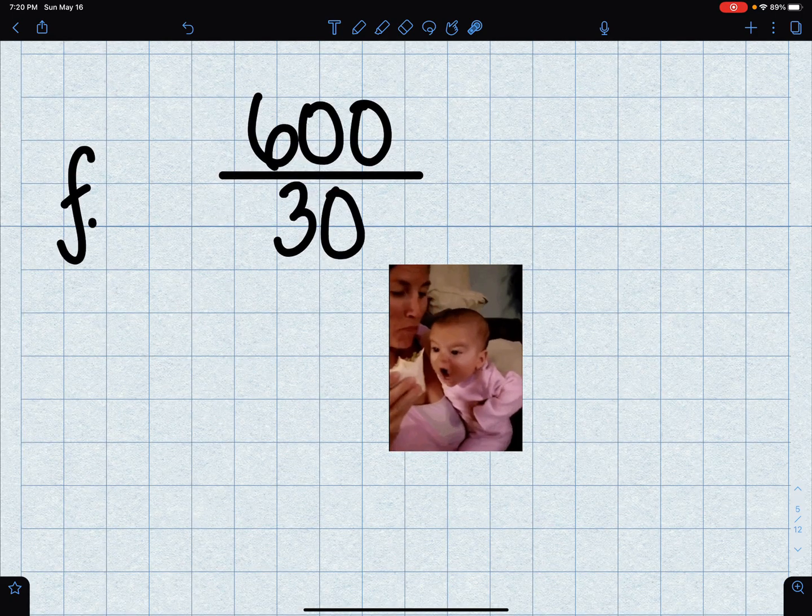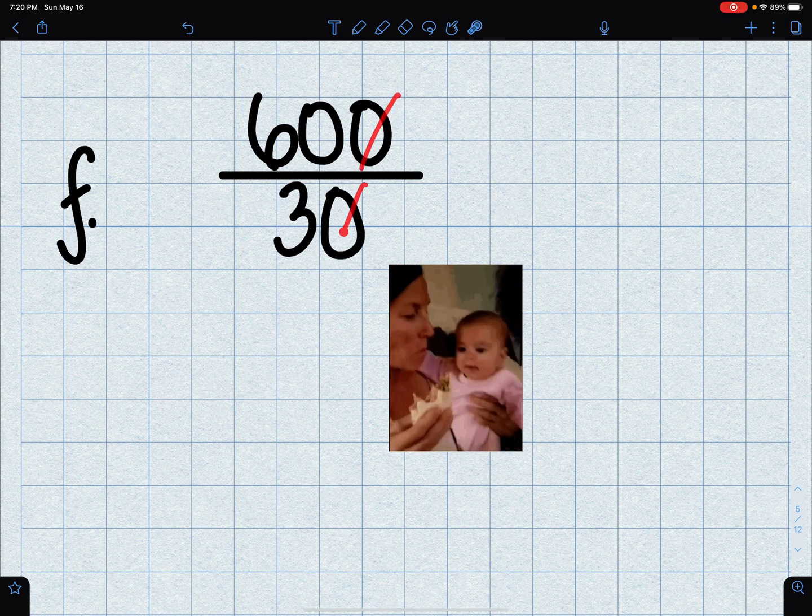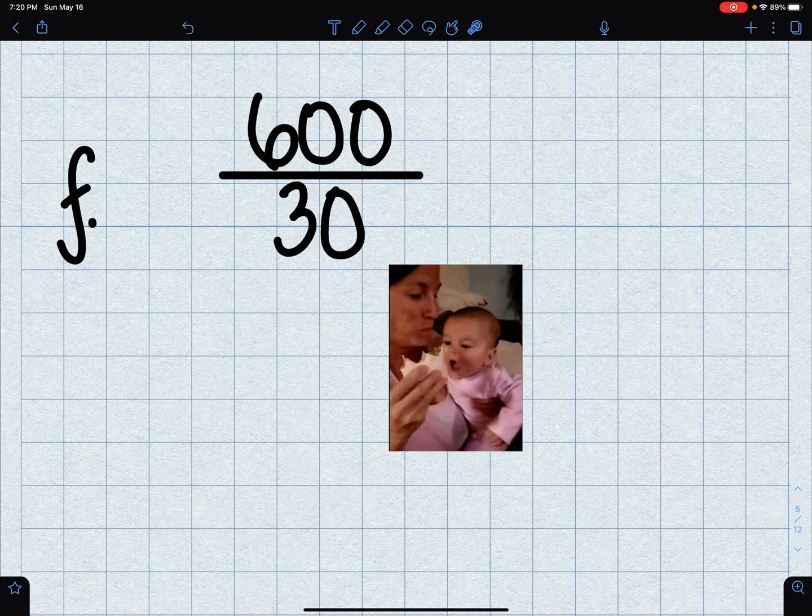What is 600 divided by 30? I would cancel out a couple of those zeros and just do 60 divided by 3. You'll get the same answer.